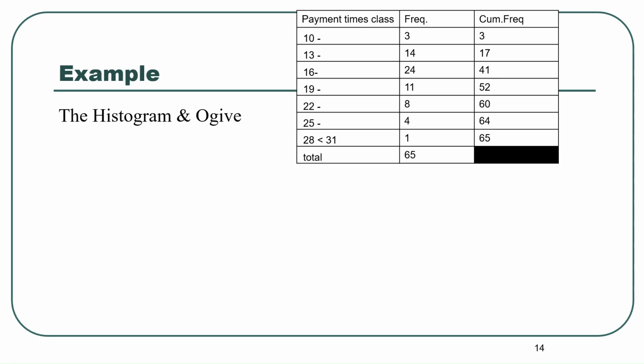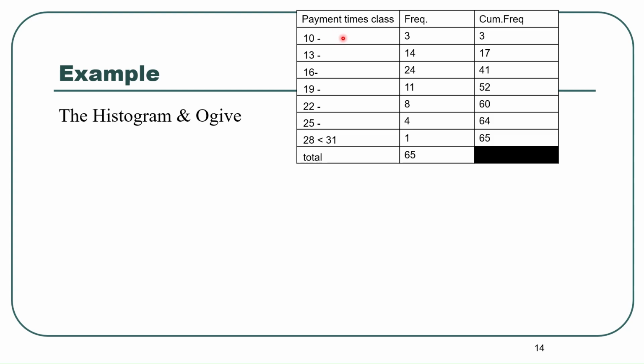Suppose we had that table for 65 items, and these were 65 invoices, and we are measuring the payment time for those 65 invoices. And the classes happen to be from 10 to less than 13, and then from 13, from 16, and so on till 28 and less than 38. Upper boundaries would be those, these are the lower boundaries, and the highest one would be the upper boundary.